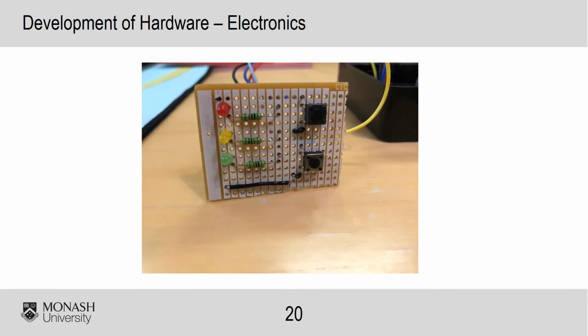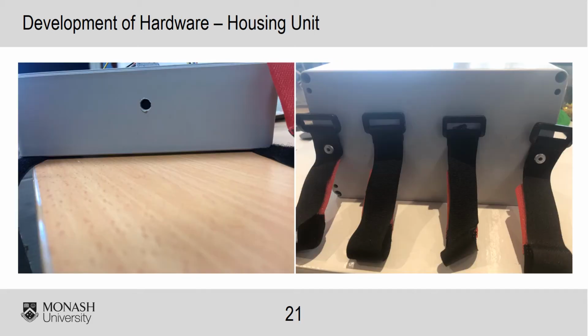The push buttons and LEDs were soldered onto VeroBoard to improve the user interface. This allows the coach to interact directly with the device and receive feedback. A plastic junction box and Velcro straps were used to form the housing unit. This was done so the unit could be safe around children, as there are no sharp edges, it is waterproof, and it can be easily removed without the use of tools.